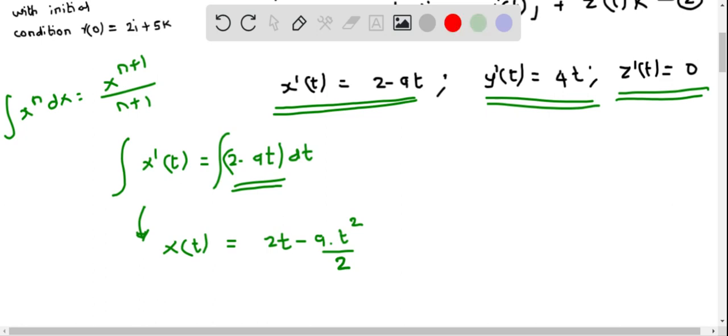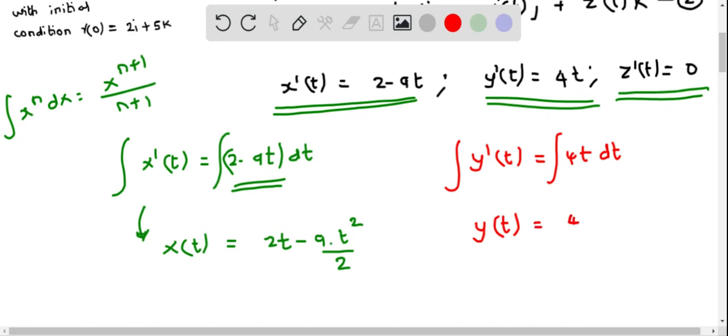Now let's find y of t using y prime of t. So we have y prime of t, this equals 4t. Once again, we integrate both sides like this. So integration of y prime of t, we'll get only the y of t. And this equals integration of 4t. So we put the 4 as it is, which is a constant, and integrate only the t.